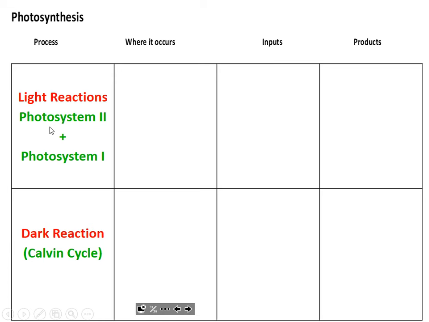But light reactions, the very first box there for light reactions says where it occurs. We should be able to answer that question. Where do the light reactions occur at? In the thylakoid, specifically the thylakoid membrane.